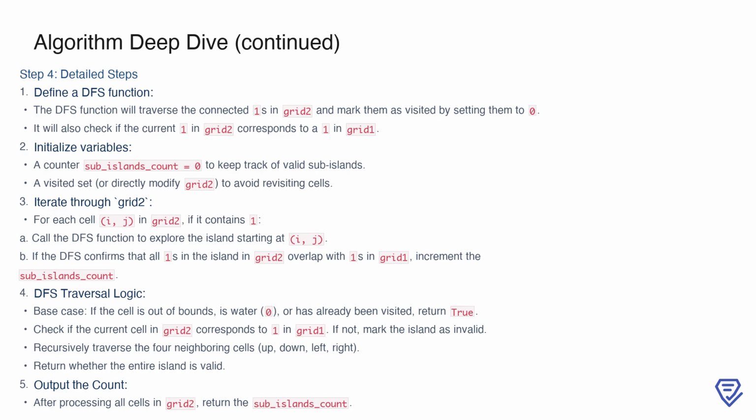We also choose between using a visited set or modifying grid 2 directly to prevent revisiting cells. Now, for each cell in grid 2, if it contains a 1, we call the DFS function to explore the island starting at that cell. If the DFS traversal confirms that the island is valid, we increment our counter. The DFS traversal itself has a base case to handle out-of-bound indices, water cells, or already visited cells. During traversal, it recursively explores all 4 neighboring cells and determines if the entire island is valid. After processing all cells in grid 2, we simply return the counter as our result.